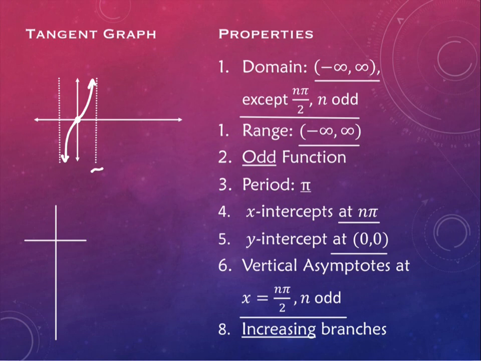So this branch is happening at pi over 2. This one's happening at negative pi over 2. And at every whole pi value, we have another x-intercept. So that one's at 0, and this one's at pi. And then we have another one over here at 2 pi. And in between them is going to be another asymptote like this. And the branches repeat. And it keeps going to the left and to the right forever.